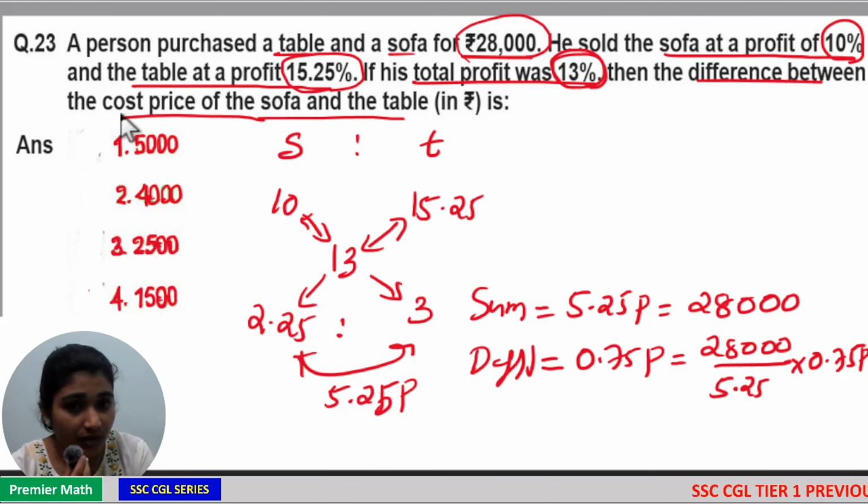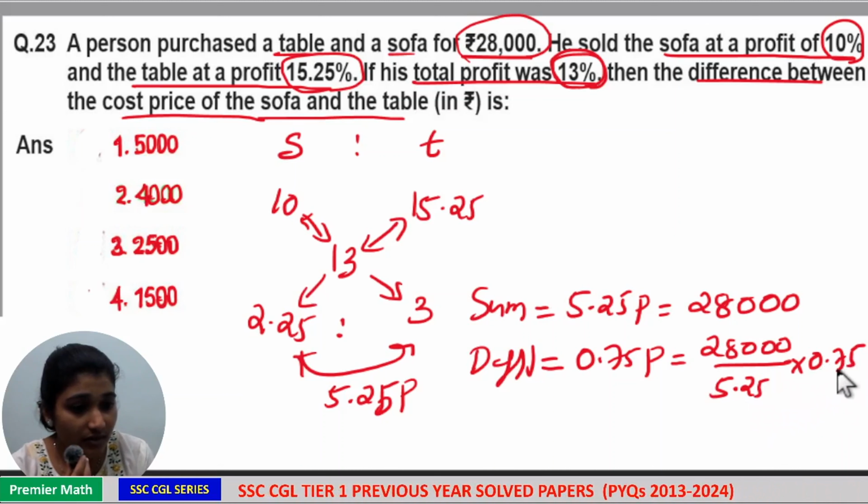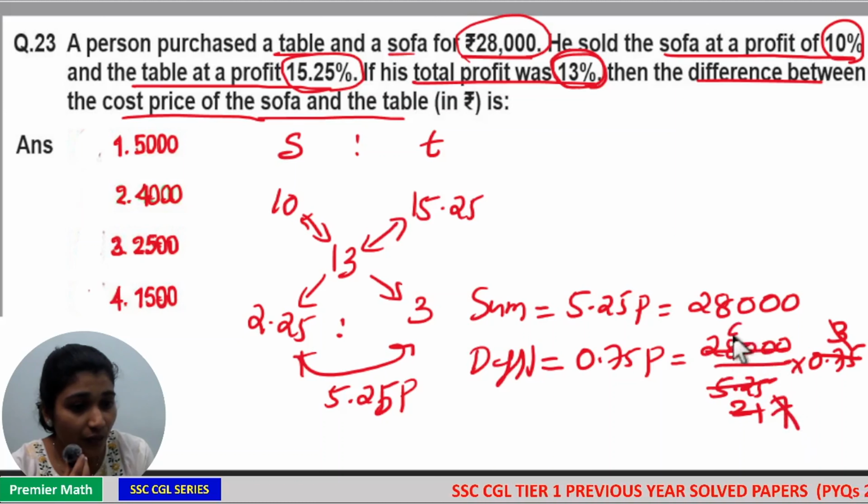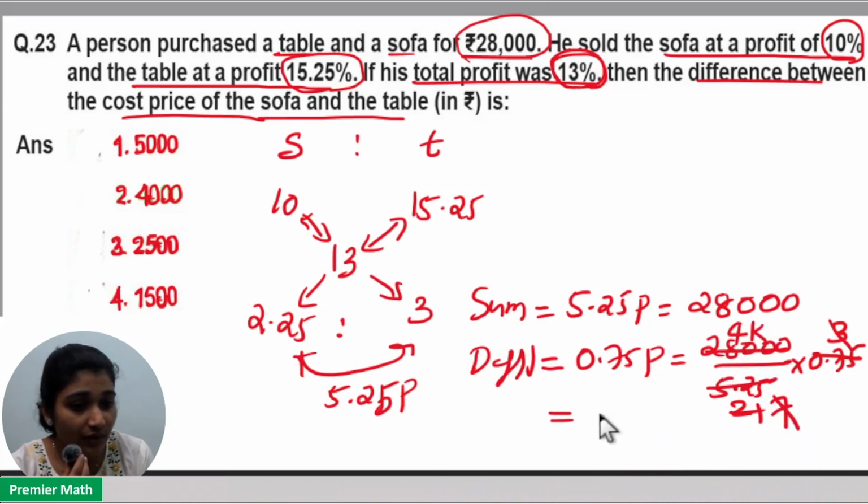Now here, 2 decimals in numerator and denominator cancel each other. So 25 goes 3 times in 75, and 2 times in 50, and 1 time in 25. 3 goes 7 times in 21. Then 7 goes 4 times in 28, meaning 4k times in 28,000. So here 0.75 part is equal to 4,000. Option 2 is your answer.